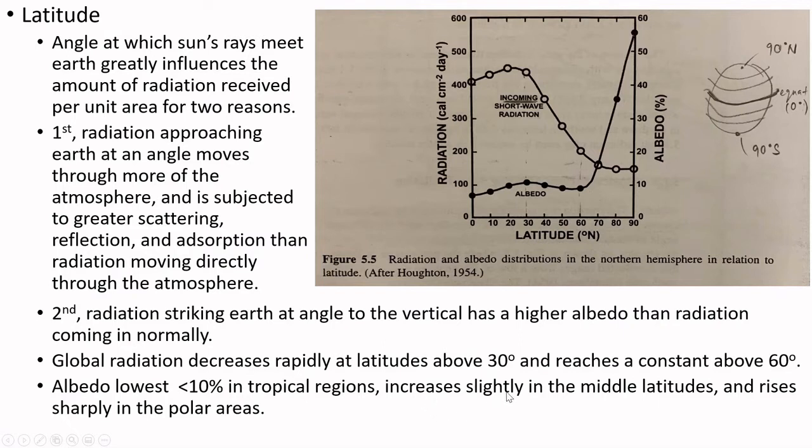And it increases slightly in the middle latitudes, maybe around 30 degrees north, and rises sharply at the poles. So when it goes to the pole, 90 degrees north, albedo shoots up very sharply.